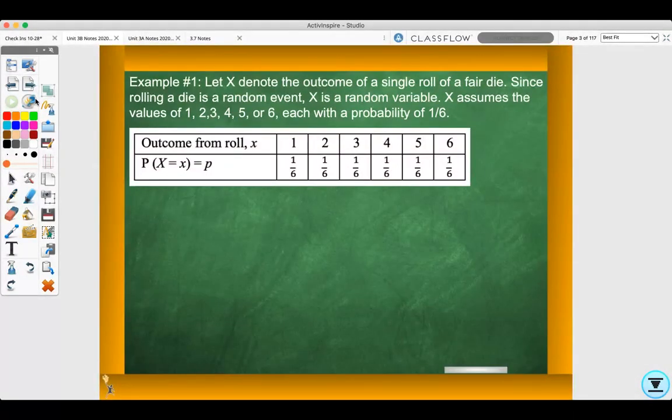Let's look at example 1. Let X denote the outcomes of a single roll of a fair die. Since rolling a die is a random event, X is a random variable. X assumes the values 1, 2, 3, 4, 5, or 6, each with a probability of 1/6. So this that we have here is our probability model. So this entire table is our probability model.